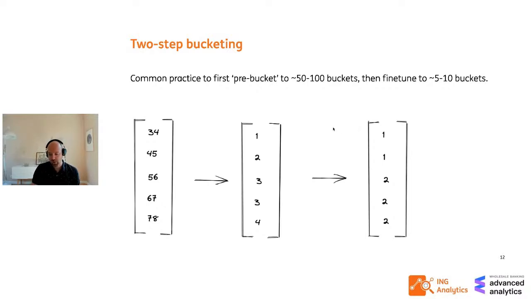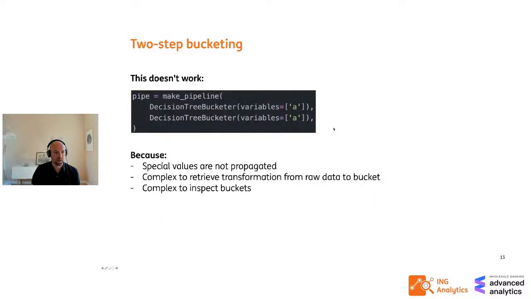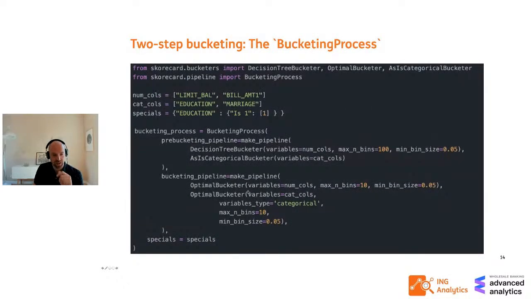So for that, we've made a special type of bucketer. A sequential pipeline, where you just bucket it twice, has problems. The special values are not propagated. The bucket mapping from the raw value to the final bucket that Dan just showed also doesn't work if you do it in two steps. And the inspection with the bucket tables is also not easy. So we made a special bucketer called the bucketing process.